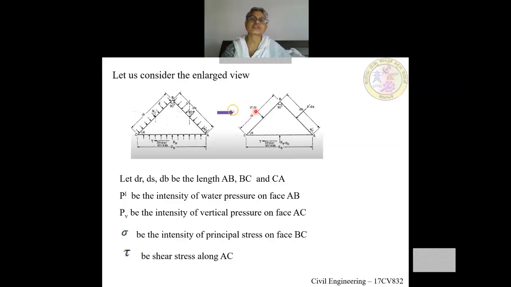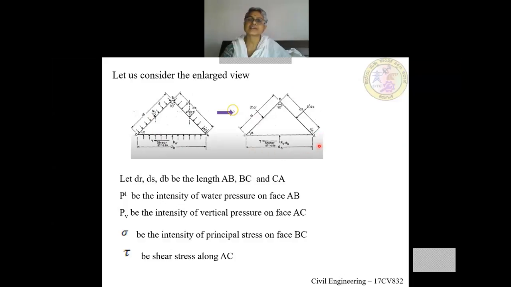So what is the force here on this face BC is sigma into dr, which will be acting at the center. And ds is the length of AB. So intensity of pressure is P dash. P dash stress into area, ds into 1, that gives the force here on the face AB. And similarly, there is this force, uplift force, that is PV multiplied by this length dB. So here the stresses are converted to forces.